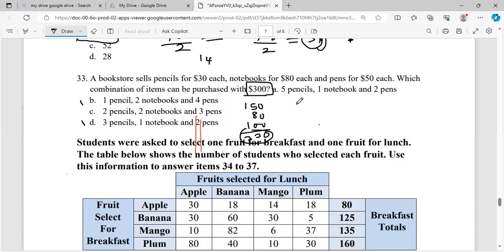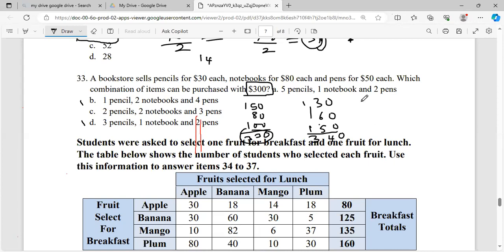So we look at B now. 1 pencil is $30. 2 notebooks, $80 plus 80, that's 160. And 3 pens, that's 150, right? As it's times it. I'm going to go through unit cost with you guys, but I love this. 5 and 6, 11, and 1, 14. As Abby said, 340. Alright, so we don't have enough money for that.